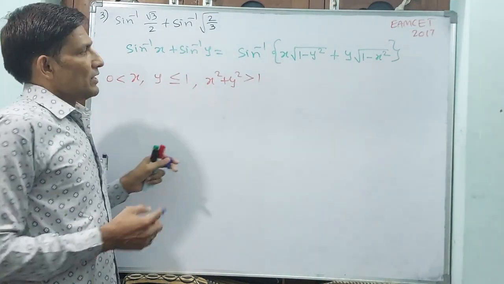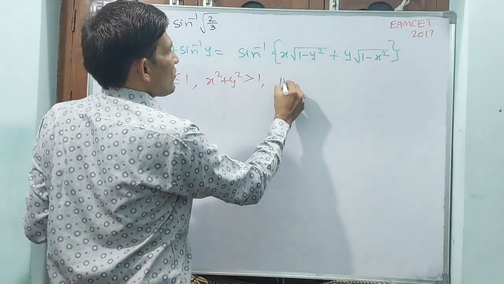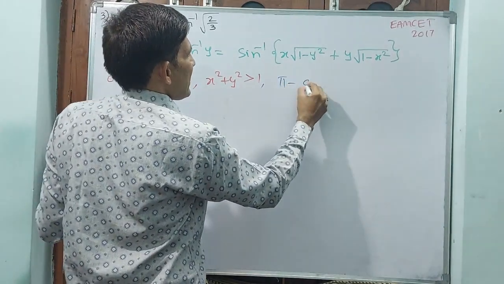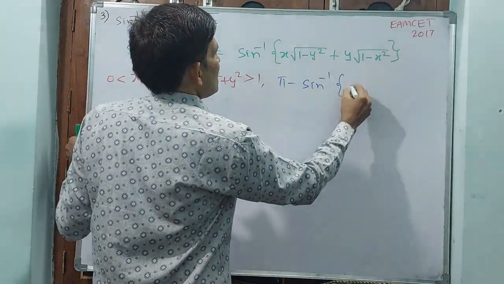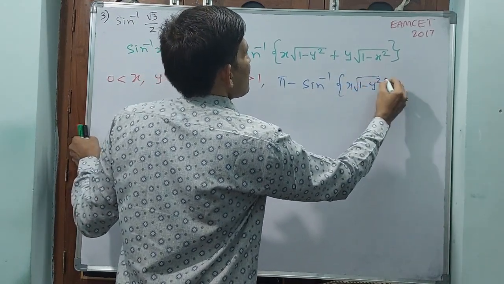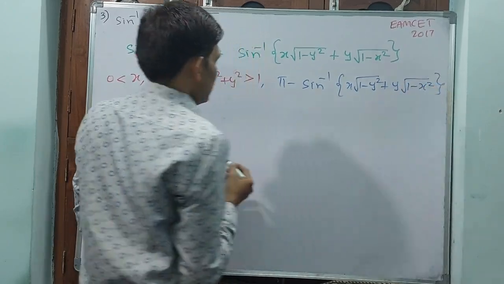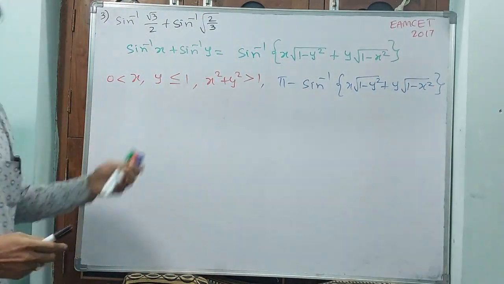I will make it. If this is the case, then what is the formula for this? Same formula is going to make like this. Pi minus sin inverse of x into square root of 1 minus y square plus y into square root of 1 minus x square. Okay, same formula we are going to change like this.